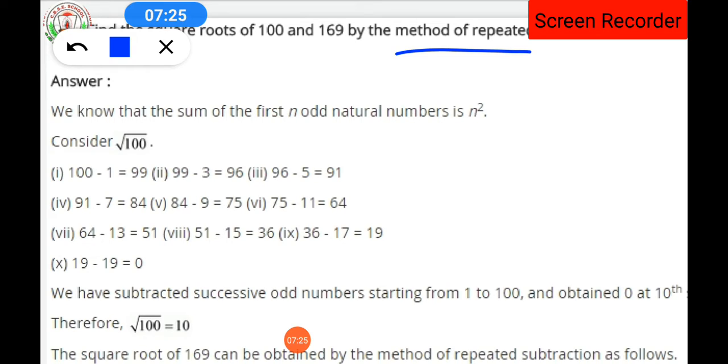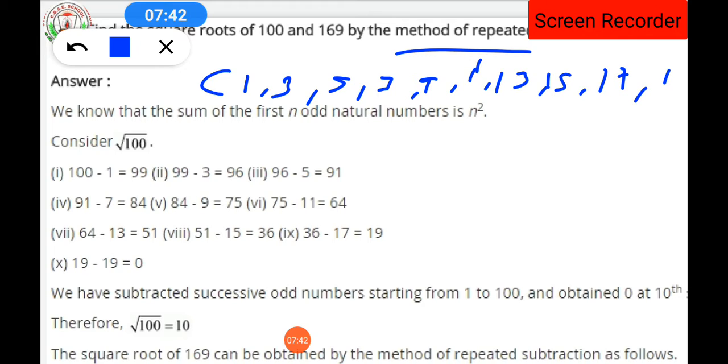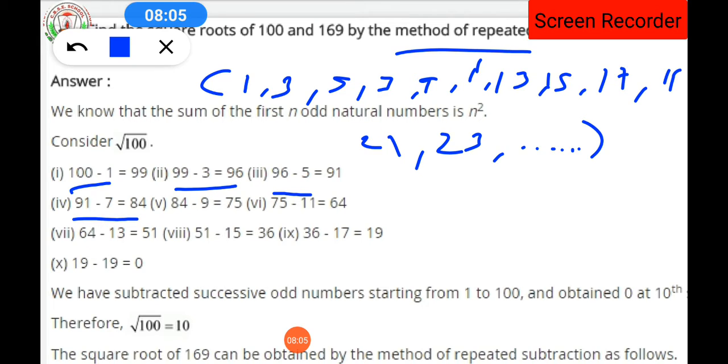In repeated subtraction method, we are going to subtract the number 100 and 169 by 1, 3, 5, 7, 9, 11, 13, then 15, 17, 19, then 21, 23, like this, you have to subtract it. Now 100 will be subtracted with 1, it will be 99. 99 will be subtracted with 3, it will be 96. Now 96 will be subtracted with 5, it will be 91. 91 will be subtracted with 7, it will be 84.